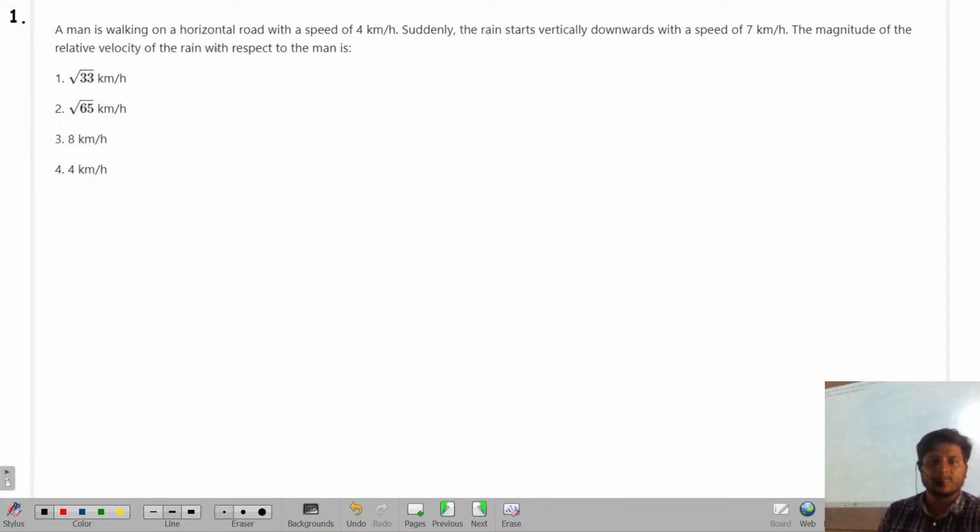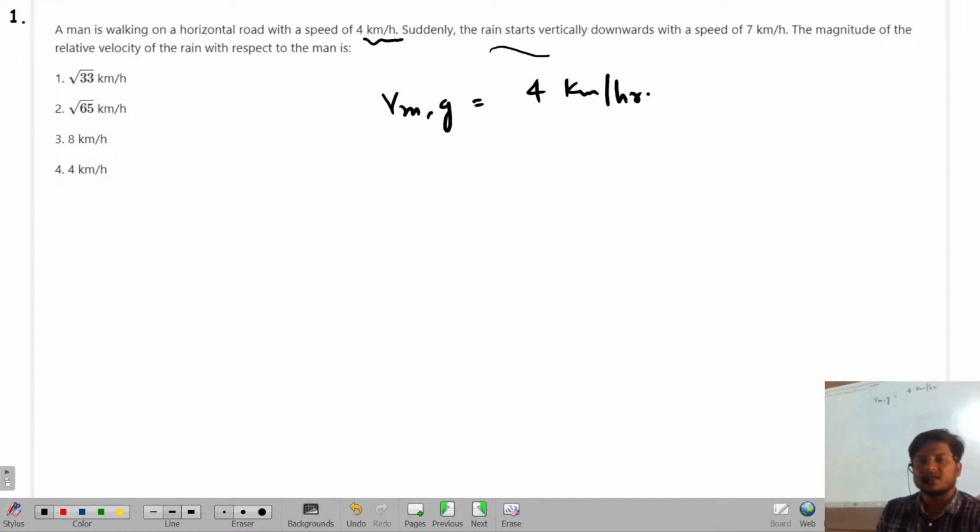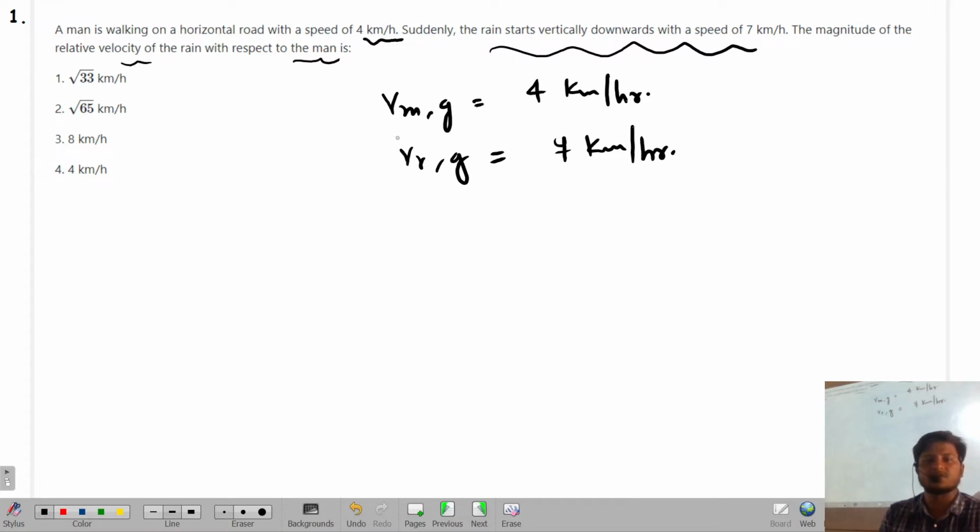What is given? A man is walking on the horizontal road with a speed of how much? 4 km per hour. So velocity of man with respect to ground is given, that is 4 km per hour. Rain starts vertically downward. Now look over here. Is the velocity of rain with respect to ground or with respect to man? Which is given? Ground, yes or no? Because it is not saying the man feels something or the man is hit by rain. So here velocity of rain with respect to ground is given, that is 7 km per hour. What is it asking? Find the velocity of rain with respect to man.